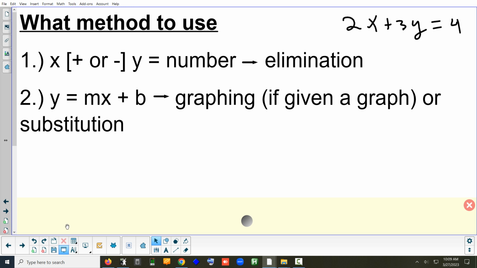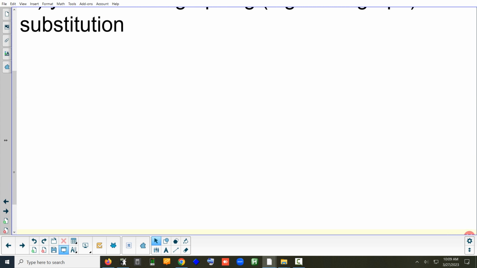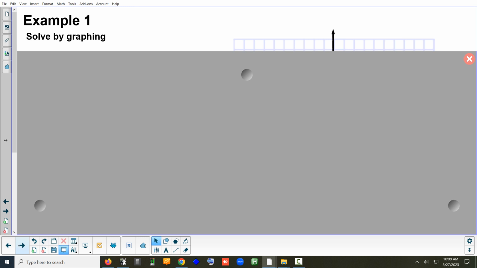Alright, so now we'll go through some problems using the methods we've learned, and I'm going to show you what happens when it's no solution and when it's infinite solutions. Okay, we haven't seen that yet. So this one, well, it's pretty clear what they want you to do. They're giving you graph paper, and they say in the directions, solve by graph.